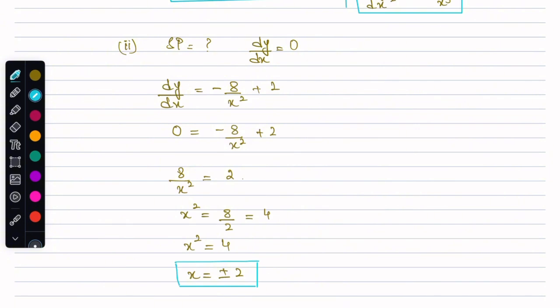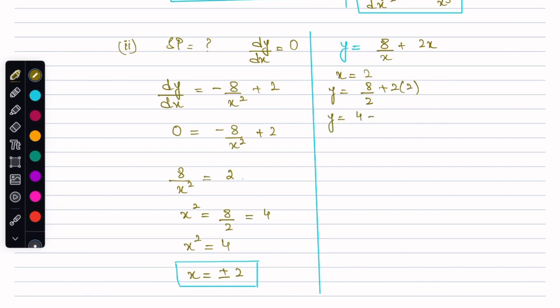Now let's find the y coordinate also. To find the y coordinate, let's substitute this x in the given y equation. We have y equal to 8/x + 2x. This was given in the question. So if our x is a positive 2, I will get y equal to 8 divided by 2 plus 2 times 2, and this is equal to 4 + 4, so y is equal to 8. So I have one of the stationary points, which is (2, 8).